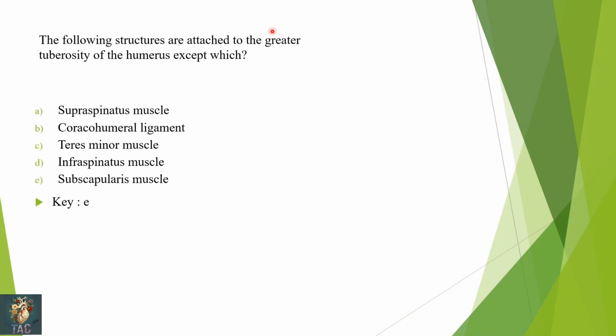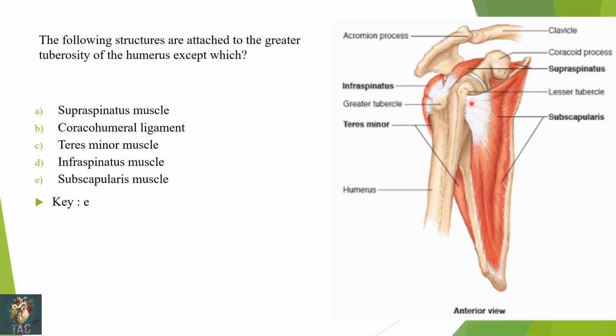The following structures are attached to the greater tuberosity of the humerus except which: the supraspinatus, the coracohumeral ligament, teres minor, infraspinatus and subscapularis. So look at this diagram. This is supraspinatus, infraspinatus and the teres minor muscle, all forming the rotator cuff, are attached to the greater tubercle, while subscapularis is attached to the lesser tuberosity of the humerus, and this is the answer to the question.